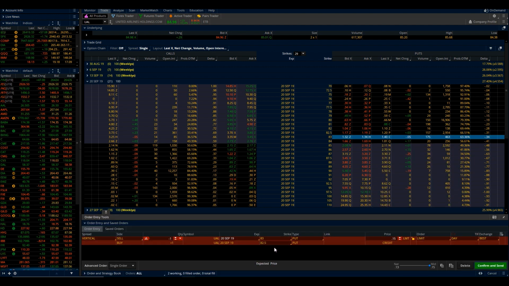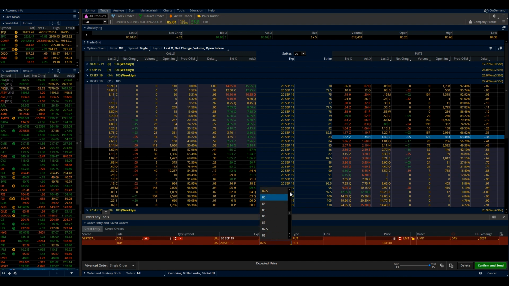I do want to sell the 83 put. By default, that order popped up having me buy the 82.5 put. I'm going to adjust that strike. I'm going to click on that drop-down menu and change the strike from 82.5 to 81. I'm going to change this to a $2 wide vertical spread. There's a $2 difference between the strikes. I can collect 51 cents here.